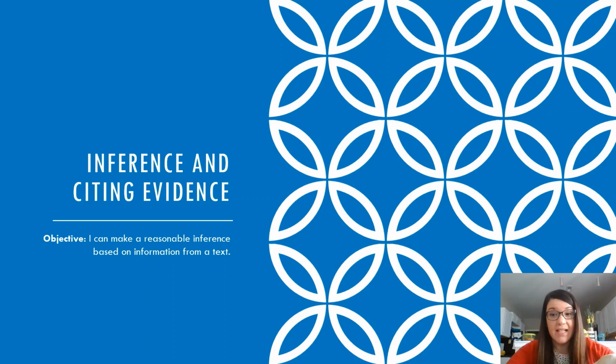We moved on from understanding word choice, using context clues, figurative meaning, and connotative meaning. So we are going to move on to inferencing and citing evidence. So our objective for today, I can make a reasonable inference based on information from a text. So not only does our inference have to come from the text and evidence, it has to be reasonable. So when we're making an inference, we're not creating some crazy out there story. We are using our reasonable skills to come up with our inference.